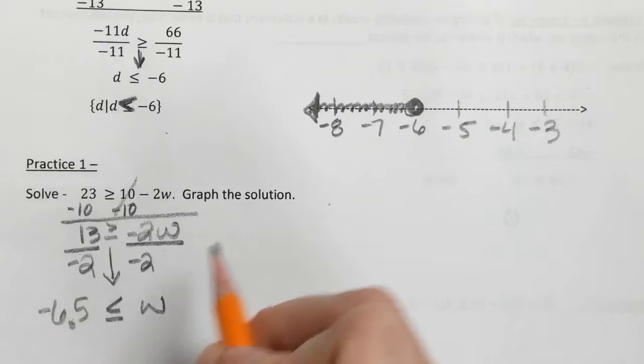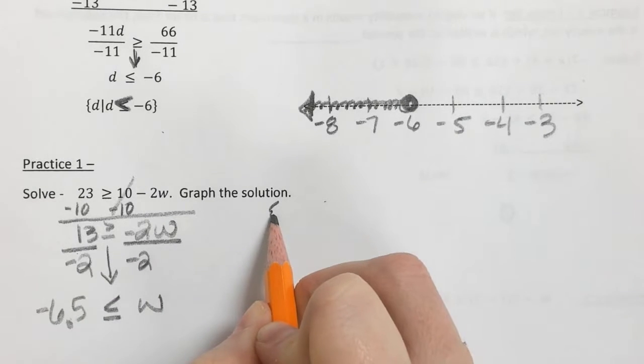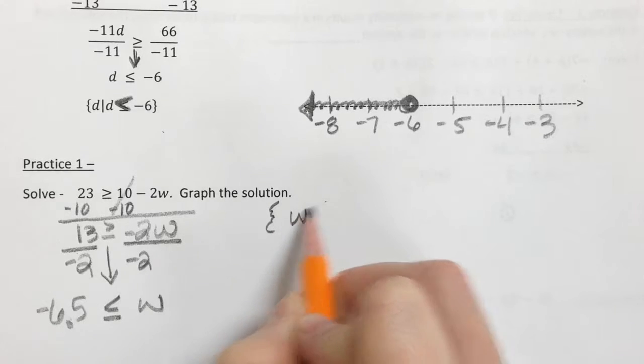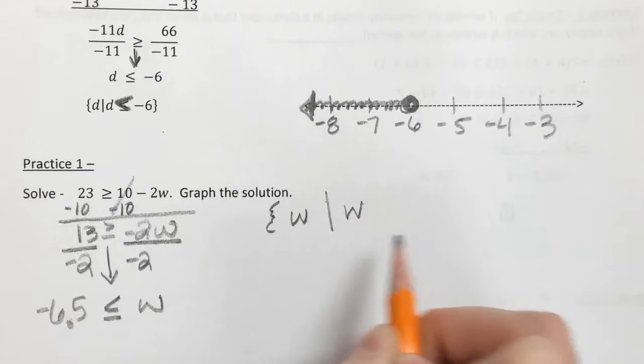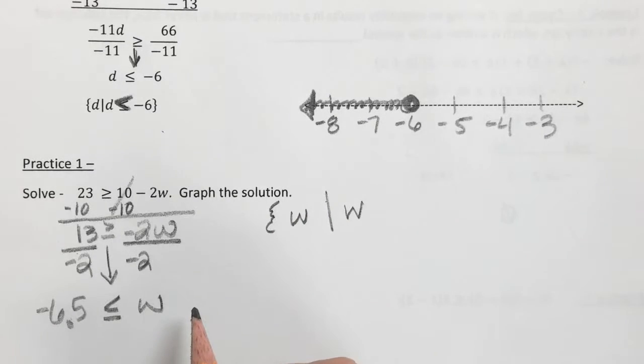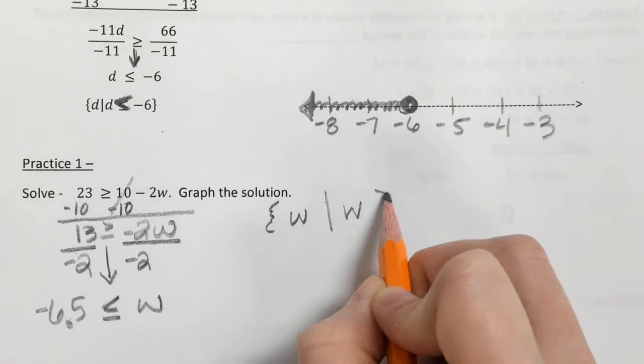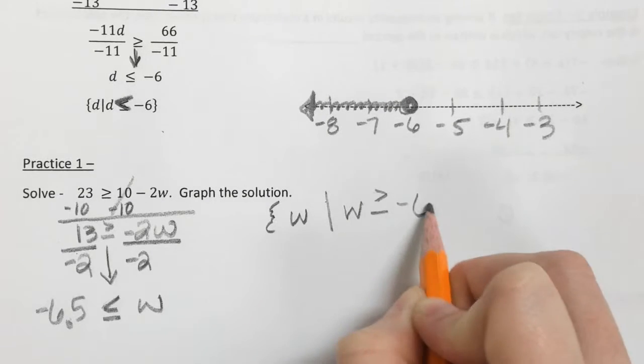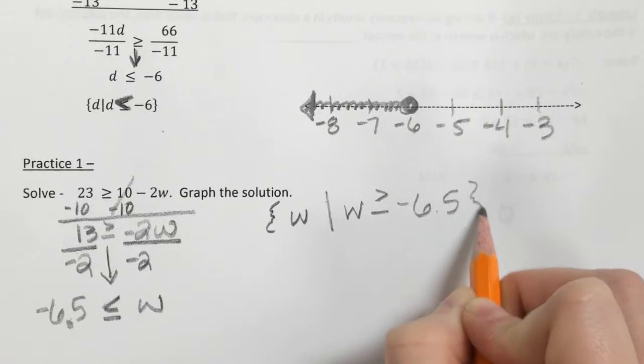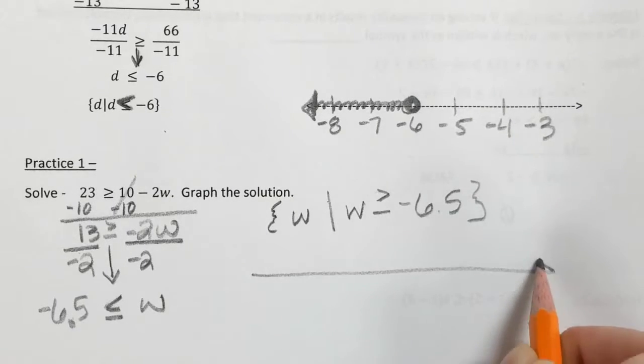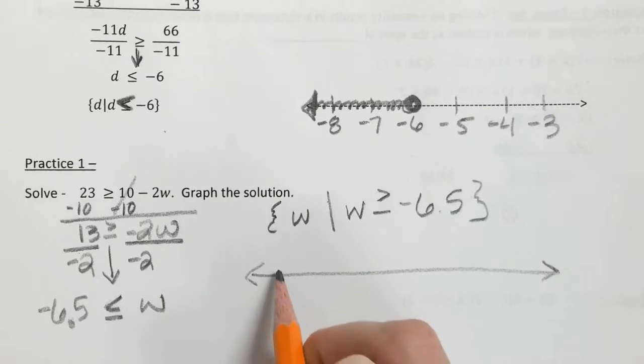This is where some people have trouble, writing it in set builder notation with the correct sign. For all w, w is, which way do I write my sign? It's opening towards the w here, so I keep it opening towards the w. On my graph, I'm going to count by 0.5s. That's how a lot of people do that.